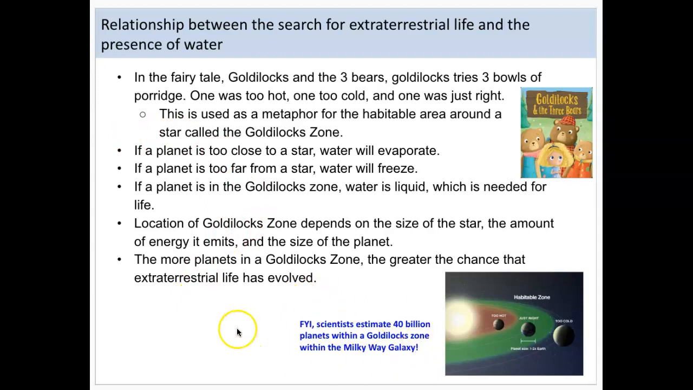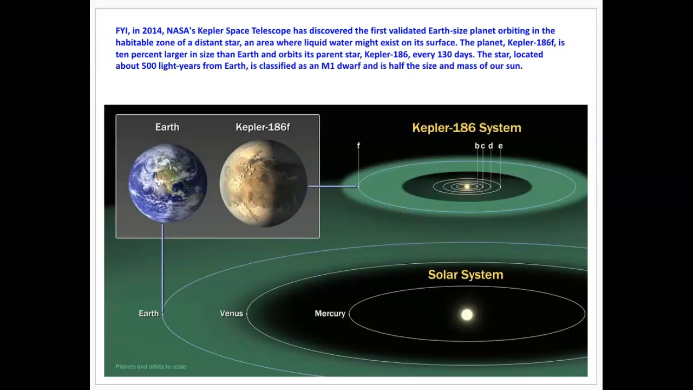This is just a fact, FYI. You won't be tested over this fact, but FYI, scientists estimate 40 billion planets within a Goldilocks zone within the Milky Way galaxy alone. And so imagine all the other galaxies out there with their potential Goldilocks zone. In this particular image, here's the Goldilocks zone in green. So again, here's the Goldilocks zone of our solar system right here, and here's Earth.